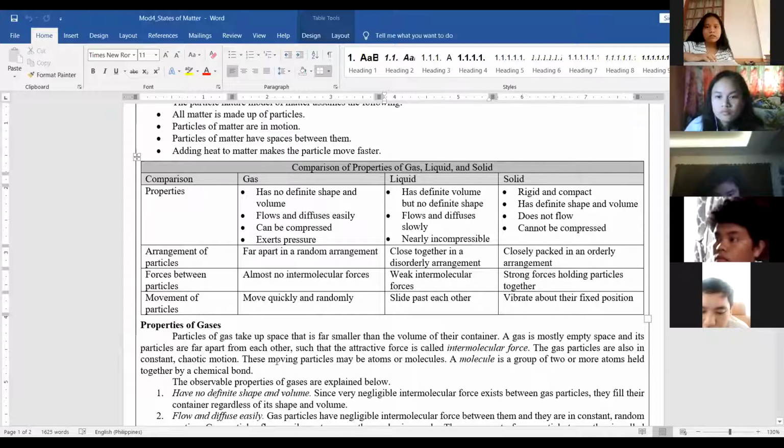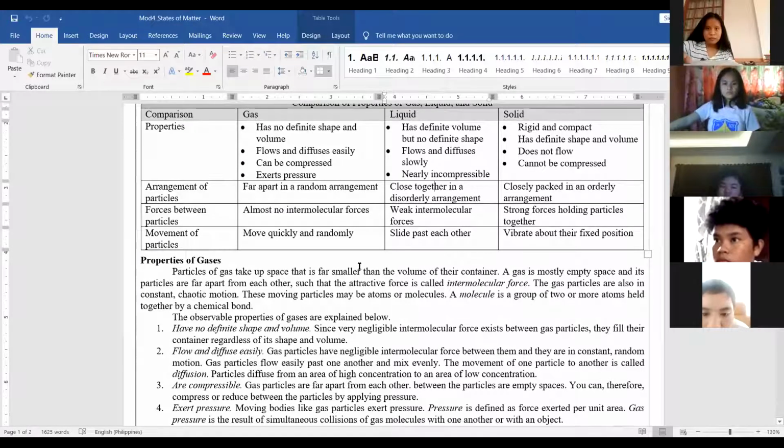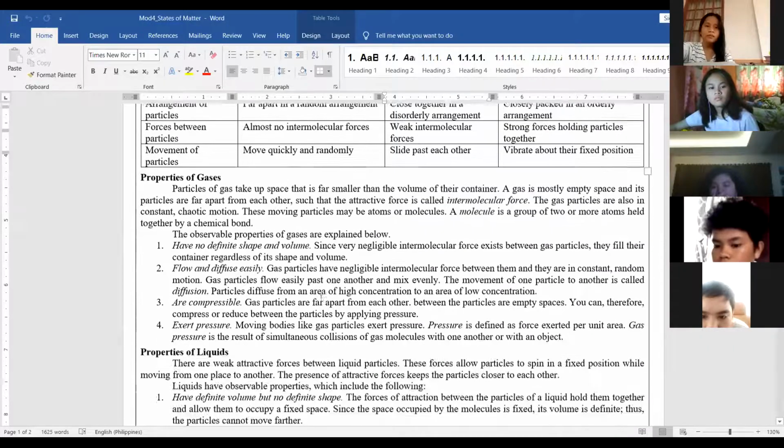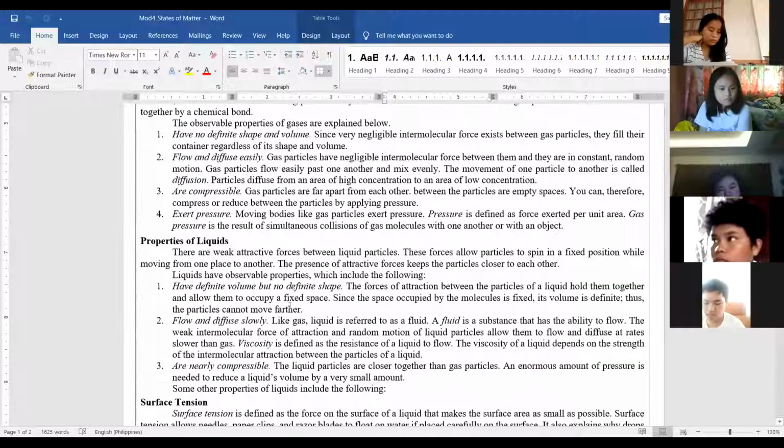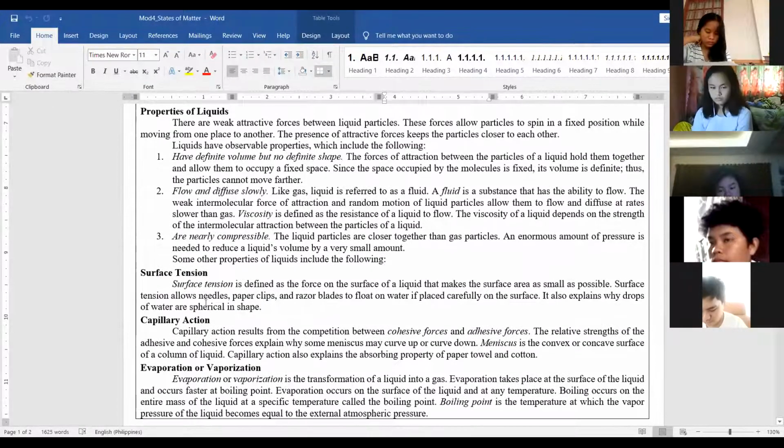So here is the comparison of the properties of solid, liquid, and gas. What follows below are the explanations of these properties. In the presentation that I have, there is no explanation whatsoever. It's just explained in your module, like what makes it have no definite shape and volume, what is diffusion in gases and liquids, and what is surface tension and the like.